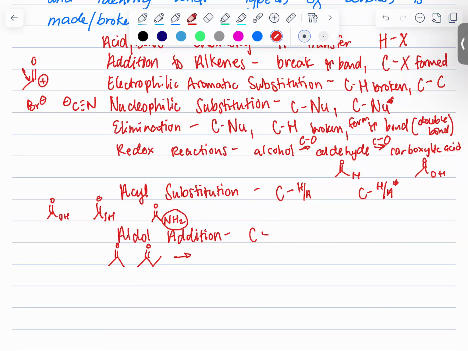It is a carbon-carbon bond. Because we're going to attach one of these carbons, one of these carbons.